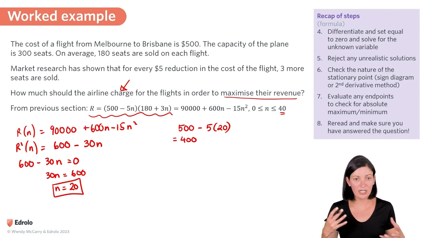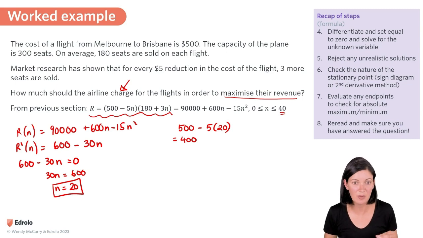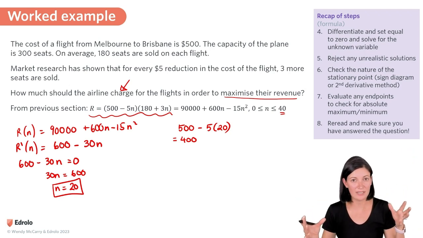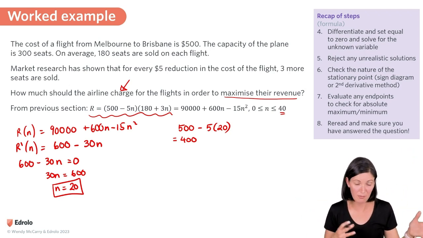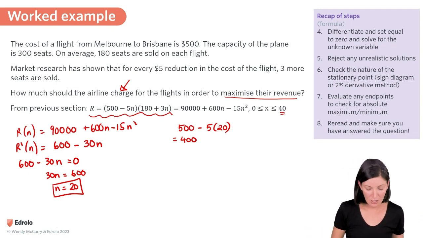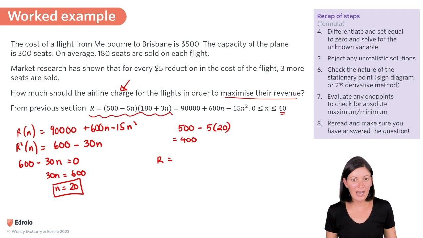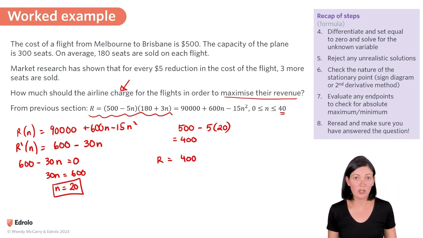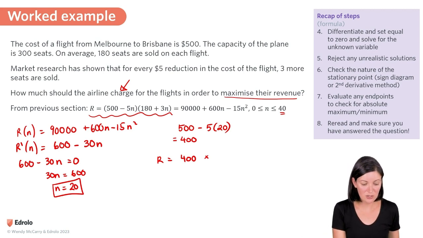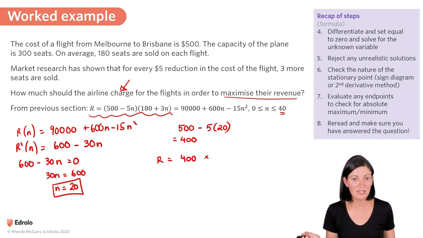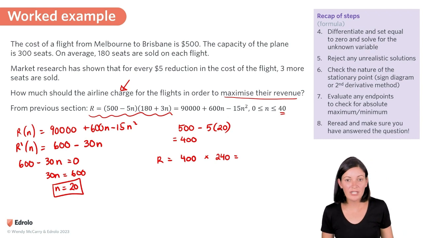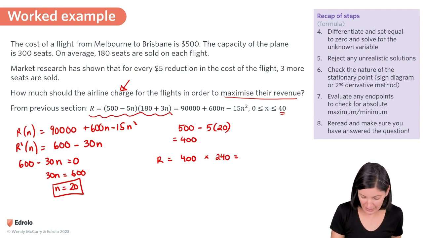Let's just unpack this question a little bit more and check what the revenue actually is, and compare that to the endpoints. We're looking for our absolute maximum value here, making sure that this is our absolute maximum. The revenue, if we did 20 price reductions, would be: we're now charging $400 for each flight. And how many flights are we going to sell? We're going to sell 180 plus 3 times n, so 180 plus 60, which would be 240.